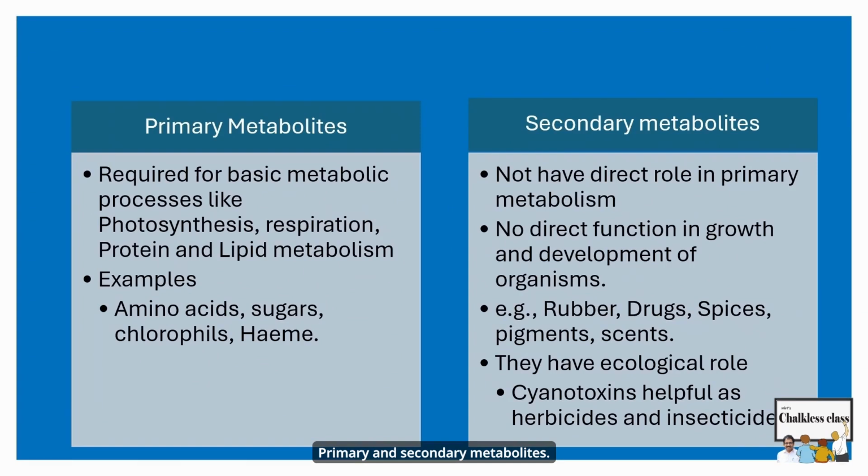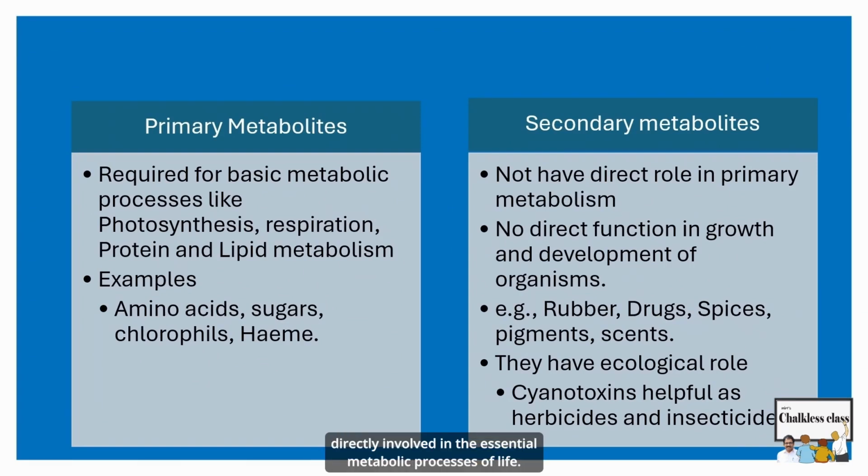Primary and secondary metabolites. Primary metabolites are compounds that are directly involved in the essential metabolic processes of life. They are required for growth, development, and reproduction. Examples include amino acids, building blocks of proteins, sugars, energy sources, chlorophylls for photosynthesis, and heme, the oxygen-carrying component of hemoglobin. Every living cell produces primary metabolites.